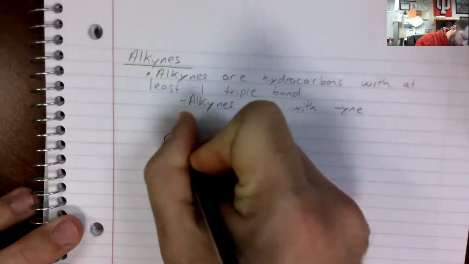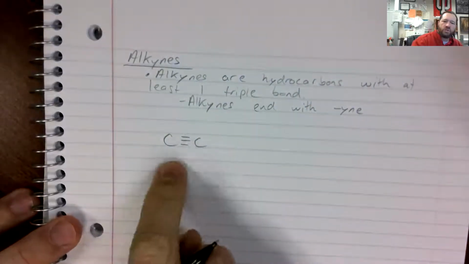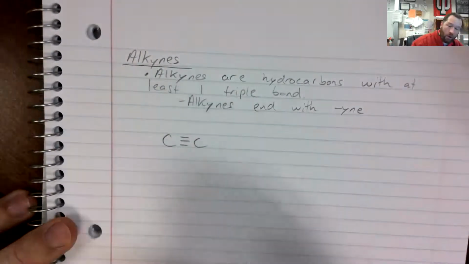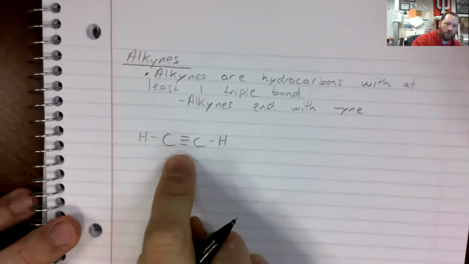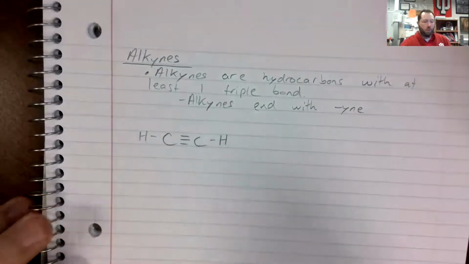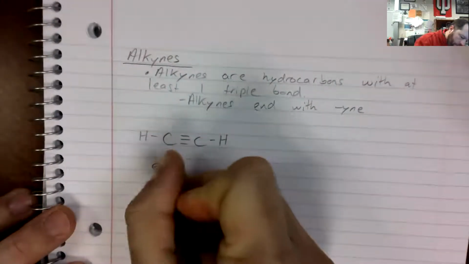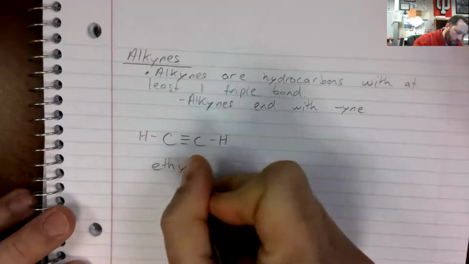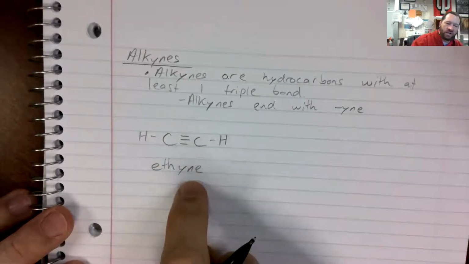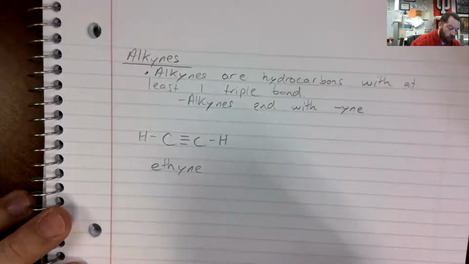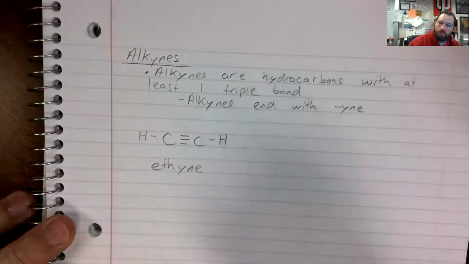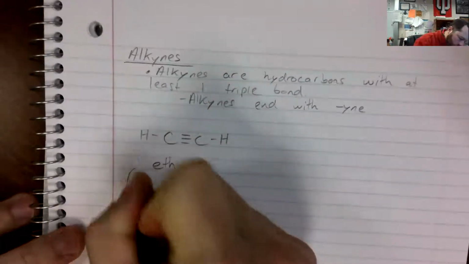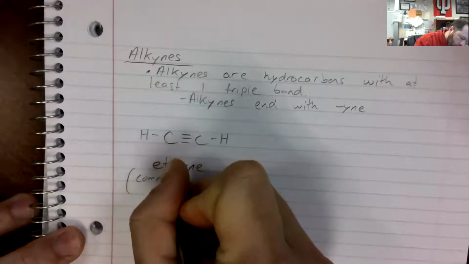I even wrote it up here. 2 carbons, triple bond between them. Again, count how many bonds you have. They each only get 1 more. They've already got 3. They only make 4 total. So they each only get 1 more. E is our prefix. Y-N-E tells us there is a triple bond. So 2 carbons, triple bond between them. Now this is the proper name, the way we should be naming it. However, this also has a common name that we should be aware of.